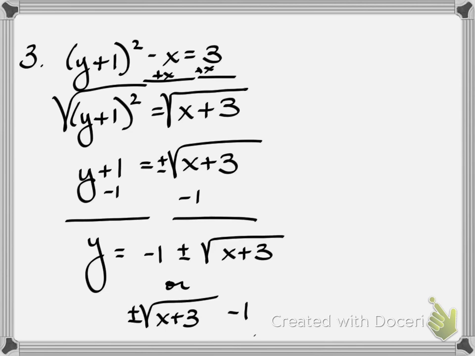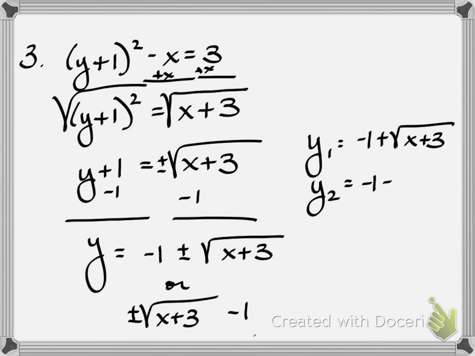So in order to check this, if you weren't sure, this plus or minus means 2 answers. So your y1 would be -1 plus the square root of x plus 3. And then in y2 on your calculator, you'll put -1 minus the square root of x plus 3. And whatever graph you get when it's done drawing both of these, that would be your answer. This should not be a function. So it should fail the vertical line test.